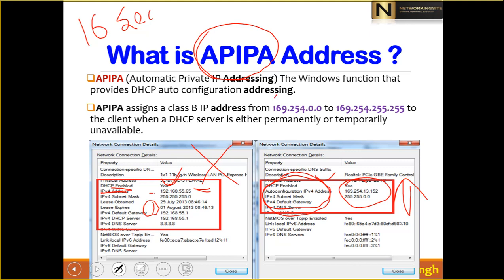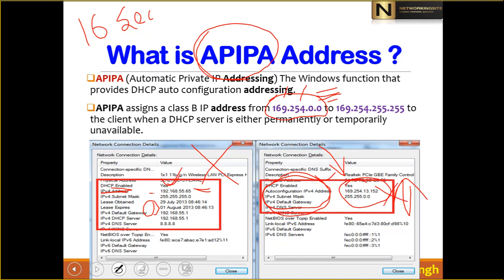The range is from 169.254.0.0 to 169.254.255.255, meaning after 169.254, any IP address you see is an APIPA IP. Now again, if your DHCP is up, your system will get the correct IP address, so it will remove this APIPA IP.